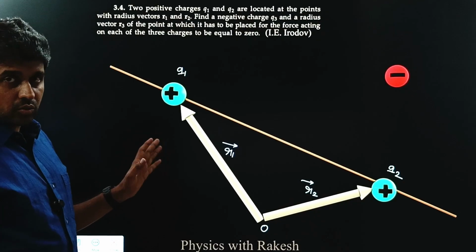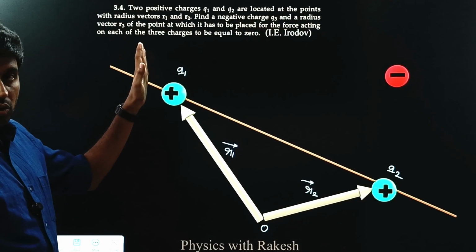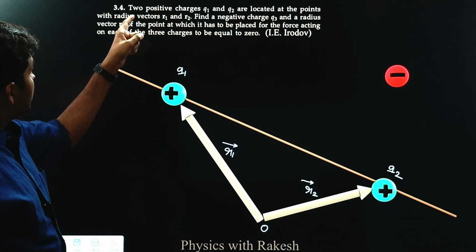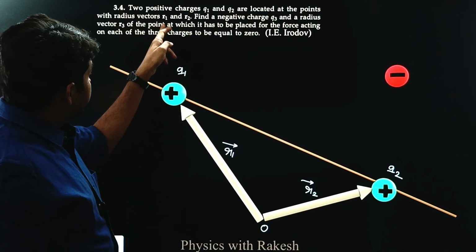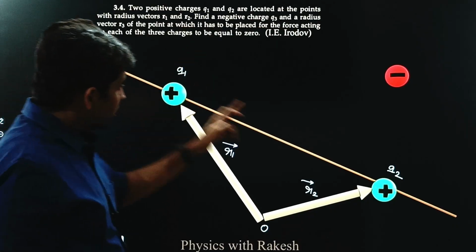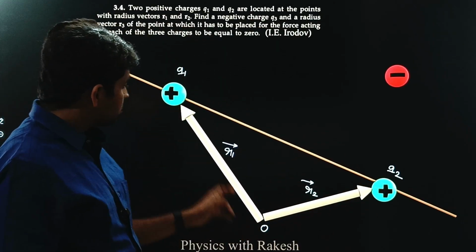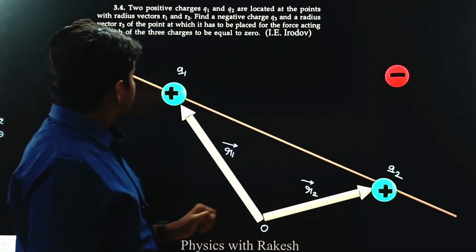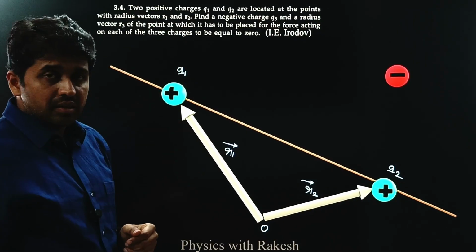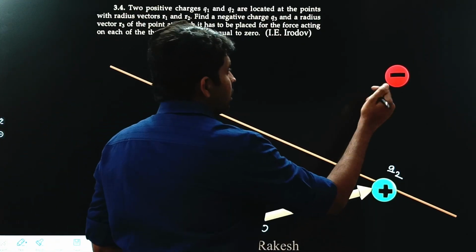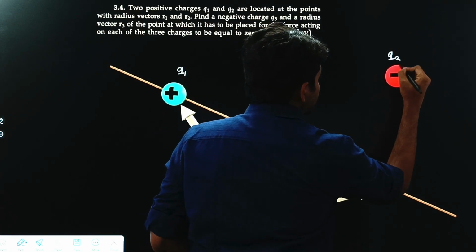Let us move on to the next question. This question is from Irodov, and let us see what this question is. There are two positive charges q1 and q2 located at points with radius vectors r1 and r2. Find a negative charge q3. Basically, what he's saying is we need to find a q3 charge.